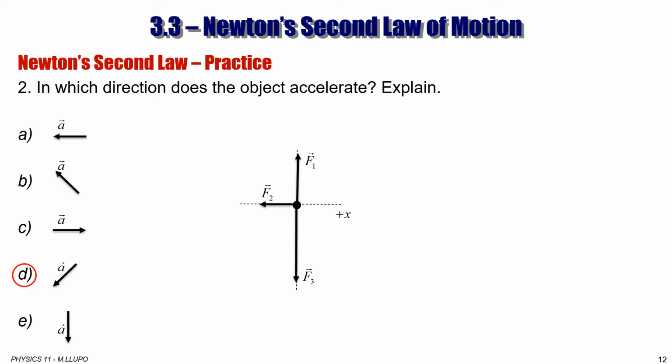D is correct because the resultant of F1 and F3 produces a vector that is downward, and if we add vector F2 and the sum of F1 and F3, we get something in the direction of A.